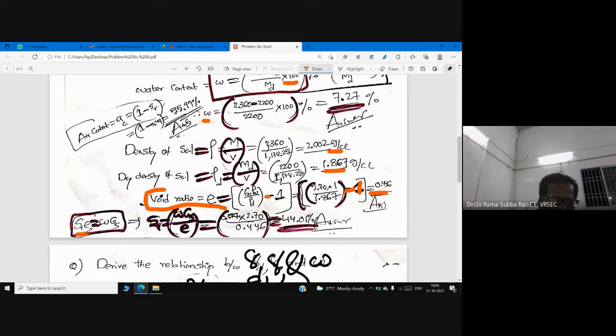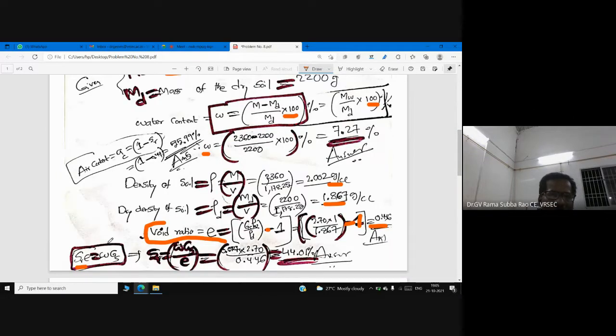Now how to compute the degree of saturation? We all know there is a wonderful relation among S, e, w and Gs. In fact, it is a very simple expression: Se is equal to wGs. So I want S now, the degree of saturation, which is wGs by e. w means water content, I got 7.27, which I can write as 0.0727 because I am substituting in decimals, into 2.70 by e. e is with me, 0.446. So now the answer is 0.4401, which I can write as 44.01%.